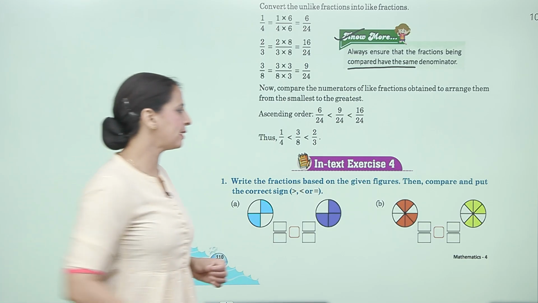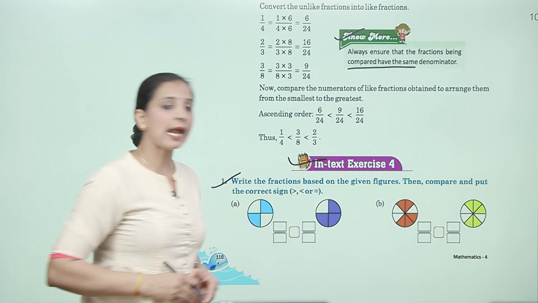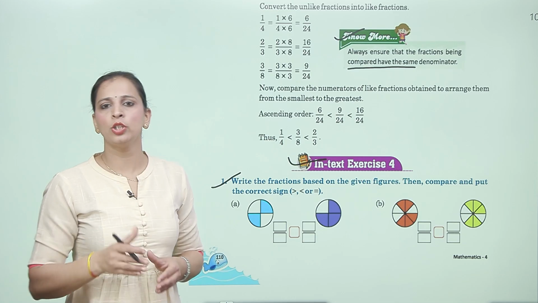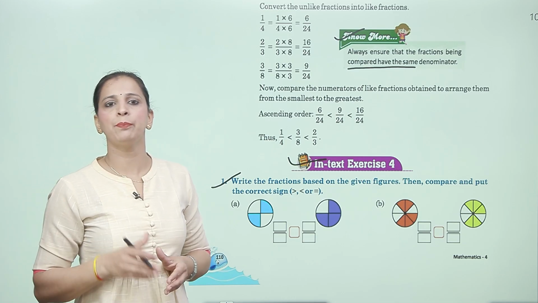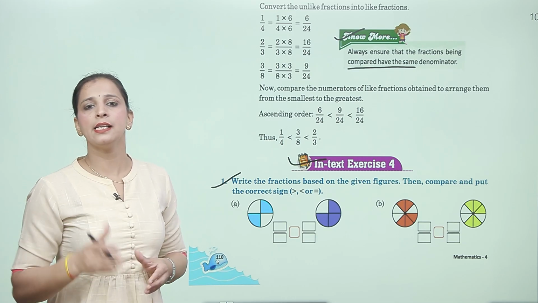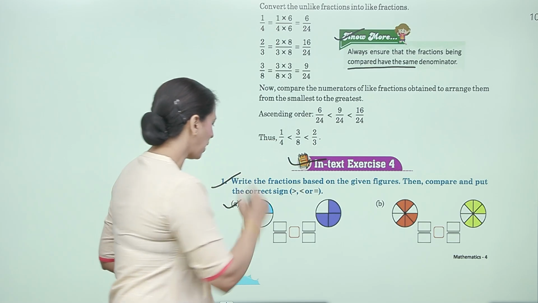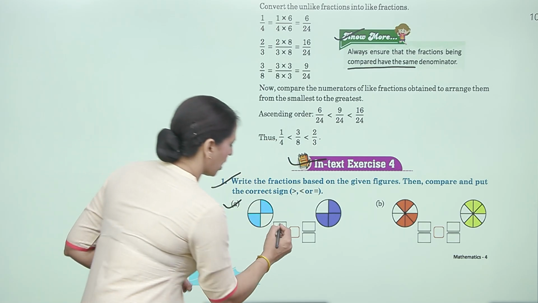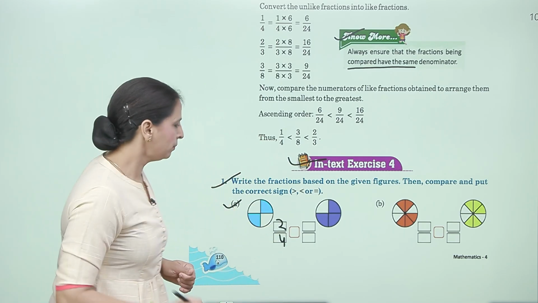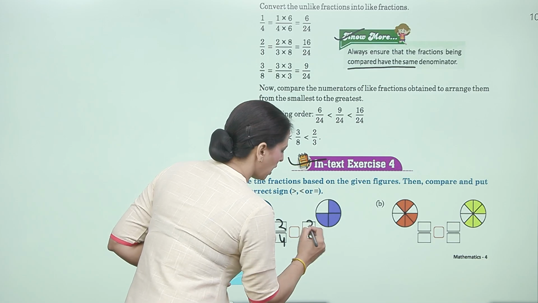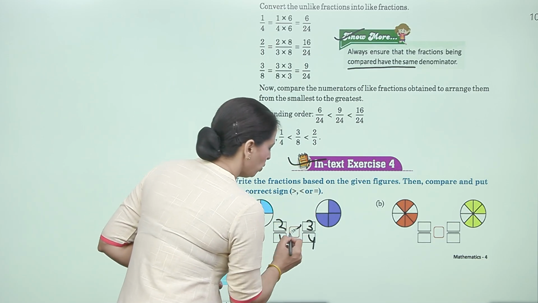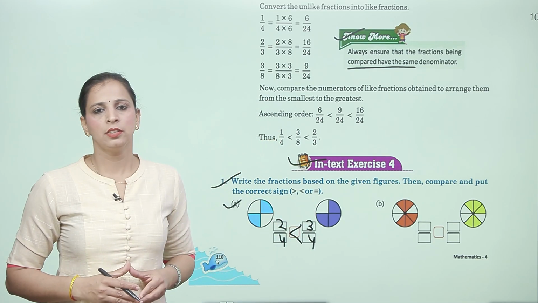Now in text exercise 4, question number 1, write the fractions based on the given figures, then compare and put the correct sign greater than, less than or equals to. Now A part. Total 4 parts, 2 are colored, 2 by 4. Total 4 parts, 3 are colored. Which is greater? So 2 by 4 is less than 3 by 4.